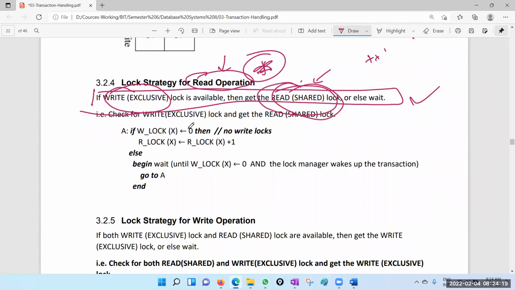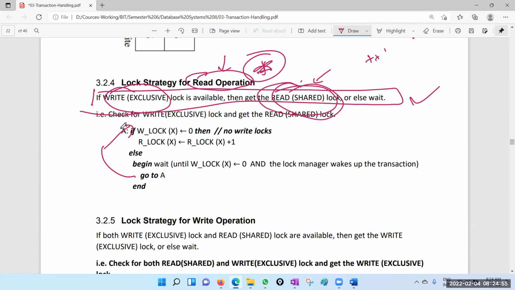If the write lock is available, then you get the read lock, and you increment the read lock count by 1. Else, you wait until the write lock is available. So 0 means the write lock is now available, then you go to this point and get your lock. But it doesn't guarantee that you will always get it, because if others are also in the queue, some other transaction may get the read lock before you.